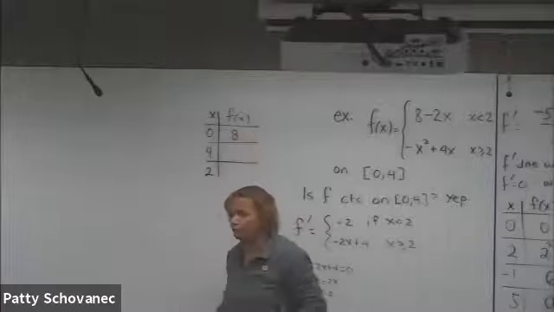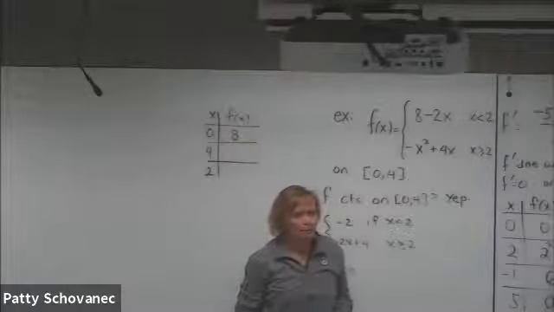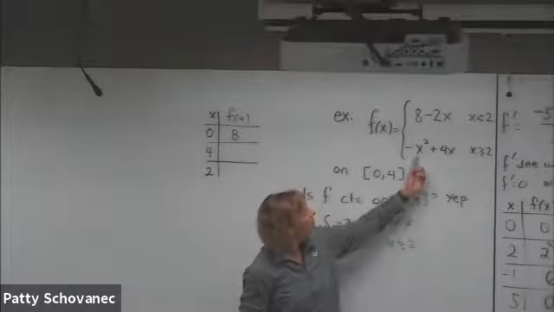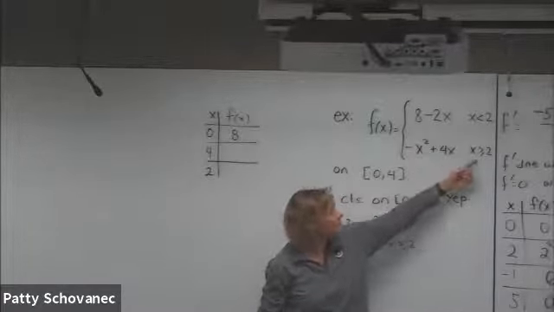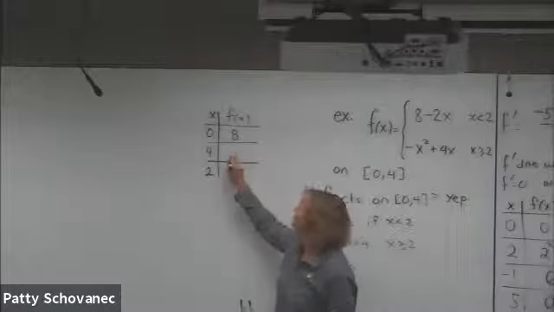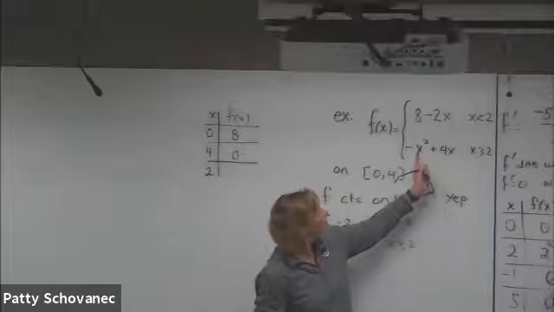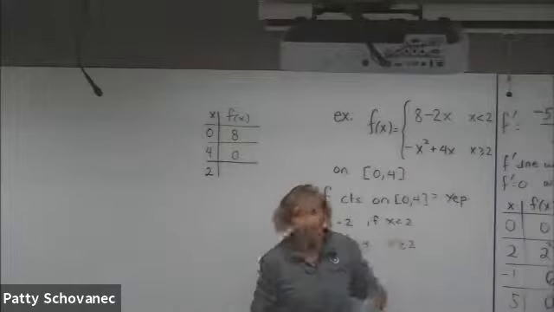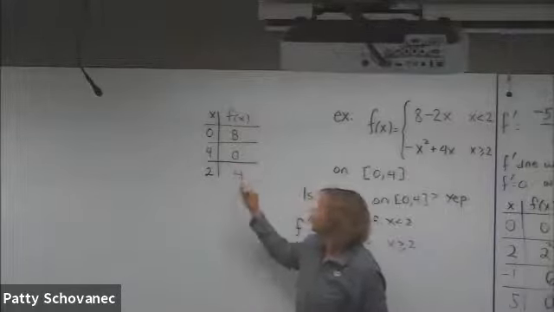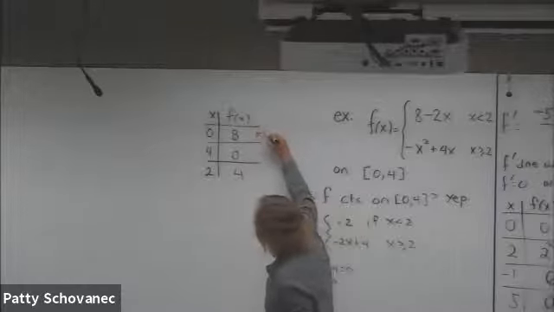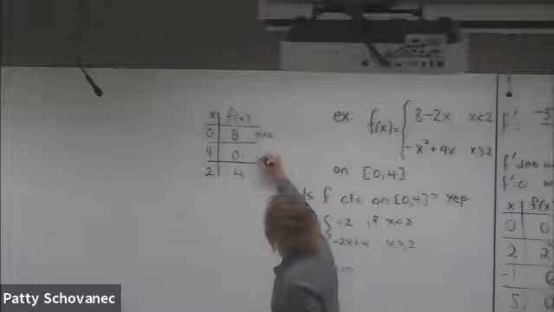What about f of 4? I have negative 16 plus 16, which is 0. And then f of 2 is, so this one's your max. That one's your min.